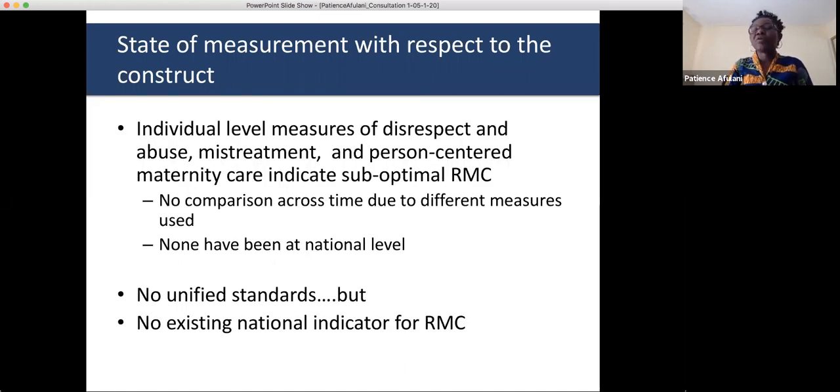Now, data from all of these quantitative measures, as well as from the numerous qualitative studies, show that globally RMC is suboptimal, with major gaps in dignity, privacy, confidentiality, informed choice, continuous support, etc. However, because of the different measures used in different studies, we can't really compare across time, and none of the existing data are based on nationally representative samples, which makes global comparisons impossible. I want to highlight that although we do not have unified standards for RMC, we are forging ahead with measurement at the individual level, and we can do the same for national measures.